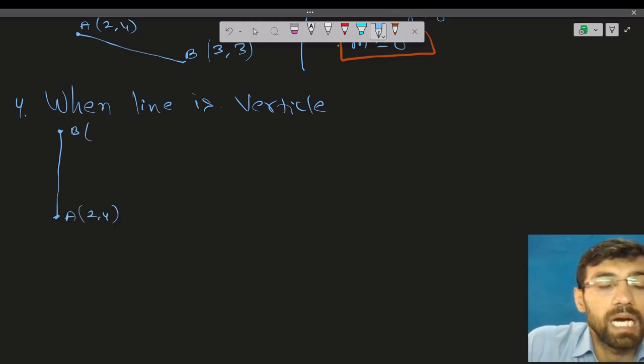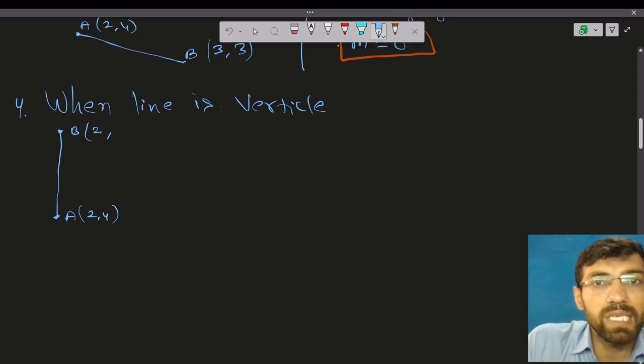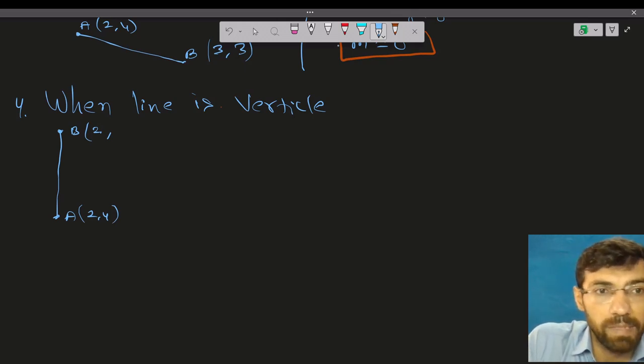Coordinate of B: since A and B are at the same level, B is neither to the right nor to the left, so the x coordinate will be the same. So B's x coordinate will be 2 only. And what about the y coordinate? The y coordinate will be more because B is above A, so it will be 5 only.